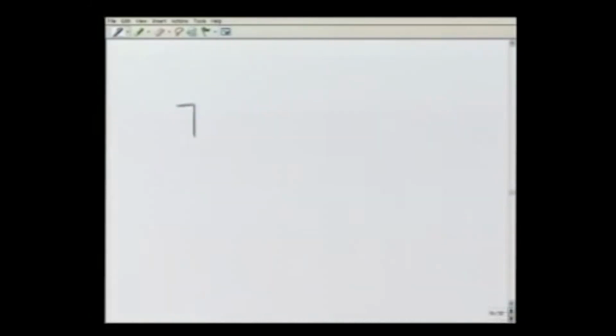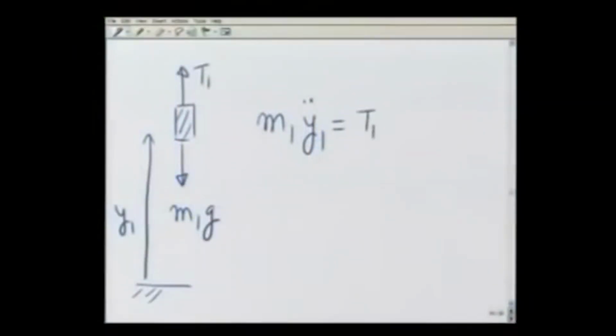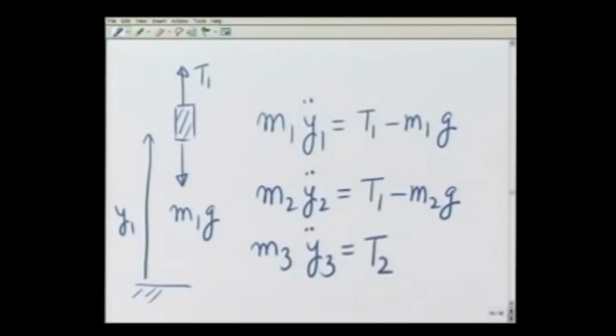If I go to mass m1, it had tension T1 acting this way, mass m1g pulling it down, and its height is measured from the ground as y1, and therefore the equation of motion for this is going to be m1 y1 double dot equals T1 minus m1g. I can similarly write the equation of motion for mass m2, which is going to be m2 y2 double dot equal to T1 minus m2g. Same thing for m3, m3 y3 double dot is going to be equal to T2, because it's the tension in the second rope that is pulling it up, minus m3g.